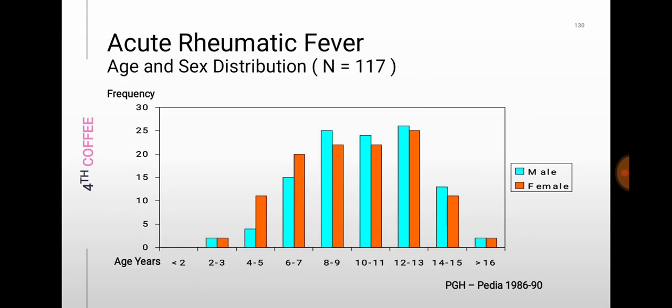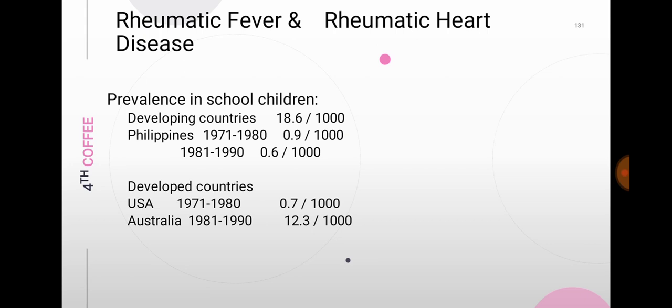So this shows the Asian sex distribution, local data based on the Philippine Pediatric Hospital and Philippine General Hospital. For developing countries, it's around 18.6. Lucky for us, we're only about 0.6, but it has increased over the past 10 years. For developed countries, the US has only 0.7, but surprisingly, Australia has a very large incidence of around 12.3 per 1,000. I'd say it must be the kangaroos.